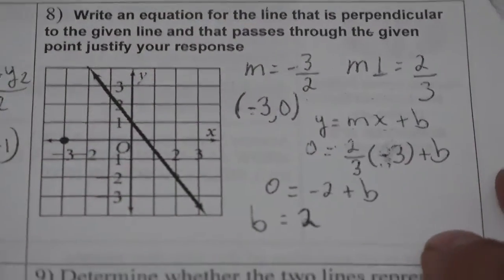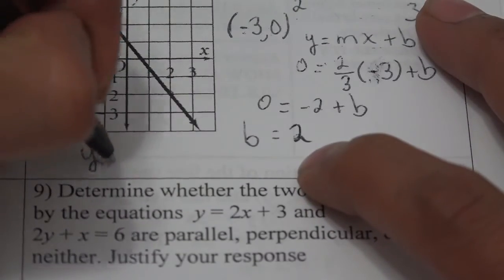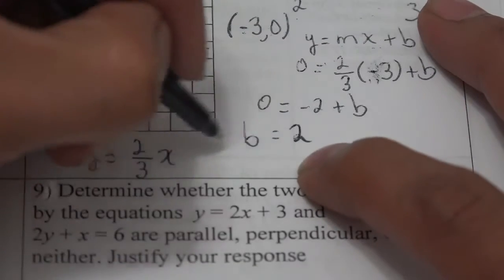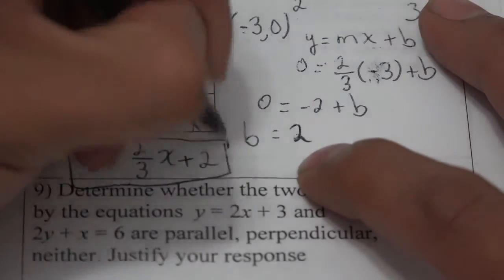So now I can write my equation of the line. The equation of the line should be what? y equals 2 over 3x plus 2 as your answer.